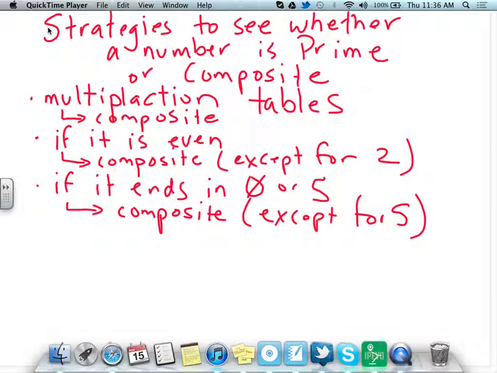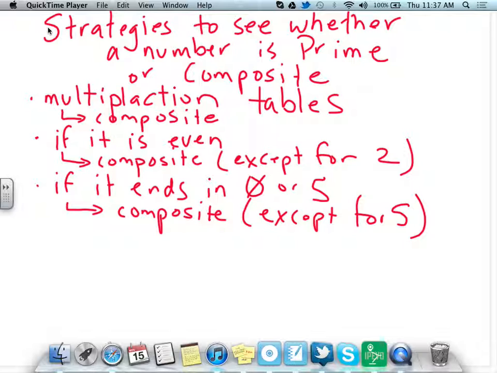Now, what other strategies do we just talk about? So you go through the 0 and 5, you go through the even numbers, you use your multiplication tables, and then you have a couple numbers that are left over, right? That you're not sure yet if they're prime or composite, because you haven't memorized the prime numbers. Who would do that? That's a waste of time. What strategy are you going to use now?